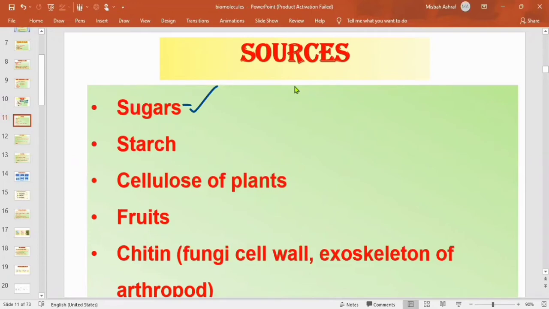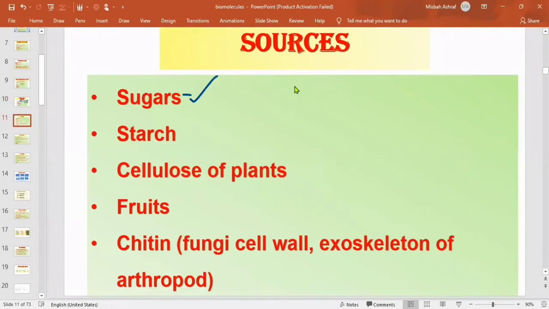We call them the sugars, and the sugar which we are using at our home, that is the cane sugar, that carbohydrate comes from sugar cane, and that sugar is known as cane sugar. The sugar that is obtained from the sugar cane is known as the cane sugar. It also has sucrose in it. And the glucose we are using is sugar, maltose, galactose, lactose. All these are sugars in nature.